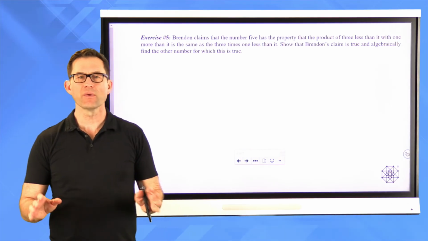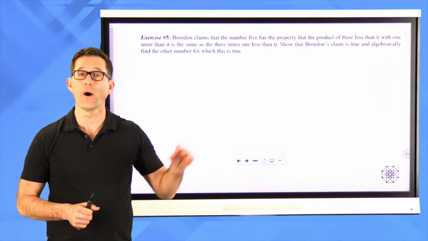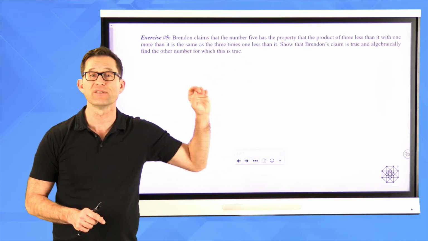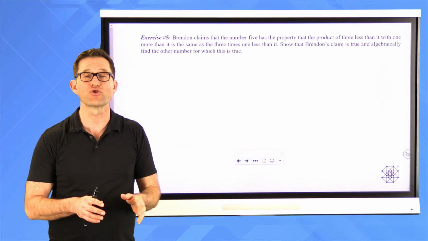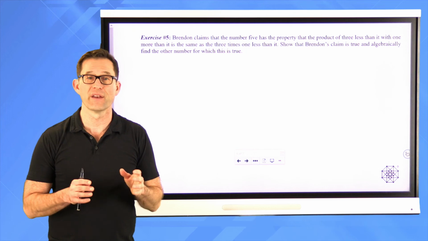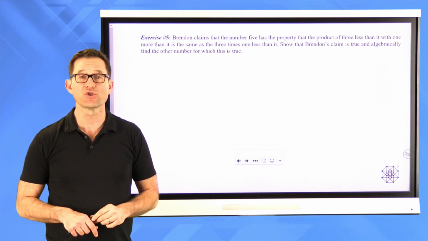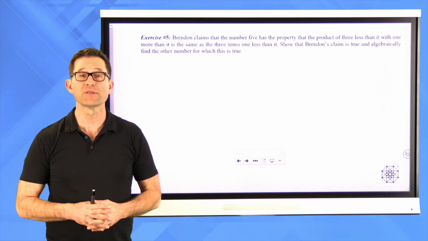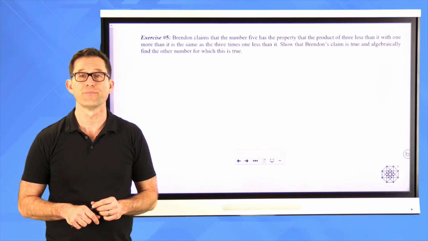Okay, so there's really two big pieces of this problem. One of them is just verifying that what Brendan claims about the number 5 is actually true. The second piece is setting up an equation to try to find another number that it's true for. So first things first, pause the video and see if you can just show that what Brendan claims about the number 5 is actually the case. Take a moment to do that.